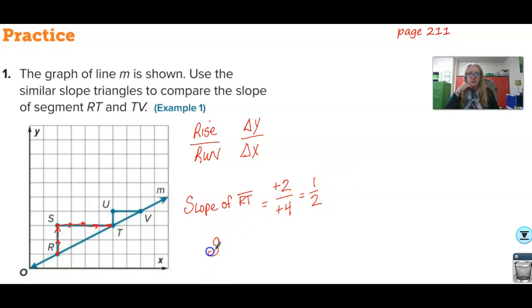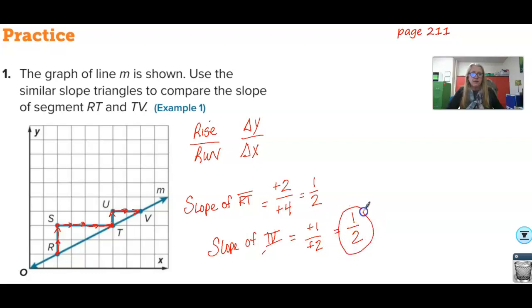Now let's find the slope of TV. All right, starting with T and traveling from left to right, we go up 1, so positive 1 on top, and we go right 2 spaces, which is positive 2. When you enter this in the computer, though, you're going to want to drop those plus signs and just enter it as positive 1/2. You'll notice that the slopes of the two line segments are the same.